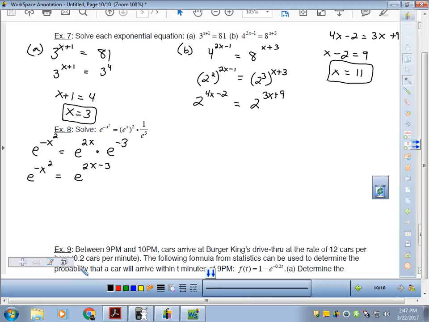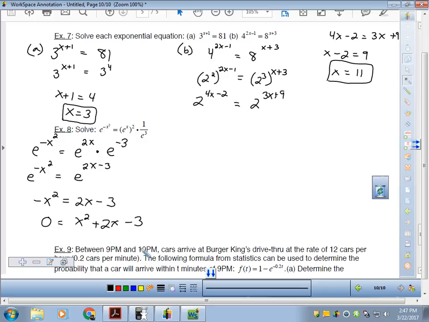At this point, they now have the same base on each side, and so we can set our exponents equal to each other. Negative x squared has to equal 2x minus 3. Now, because there are x squareds and x's in this problem, I would like to set my equation equal to 0 so that I can either use the quadratic formula or factor. So I'm going to take this negative x squared and add it over to the right-hand side. So I'll have 0 equals x squared plus 2x minus 3.